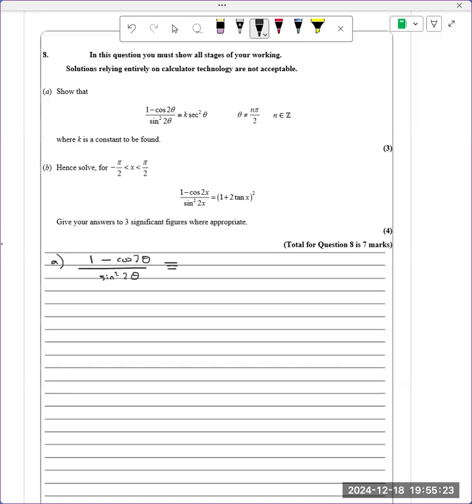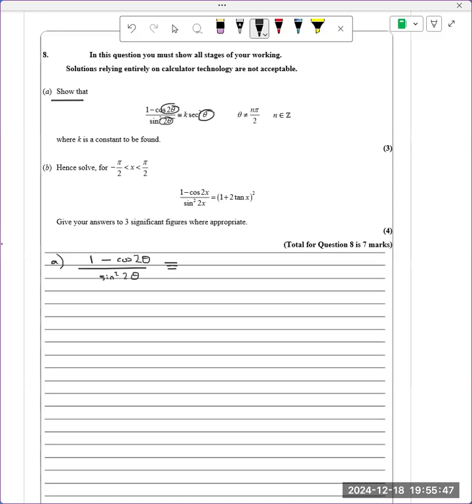So again, because it's a show that, we have to start with what we know, which is the left-hand side, and we have to prove that it is the right-hand side. Now, the key to this is picking the correct double angle formulae. We've got double angles here, and we've got single angle here. So we've got to convert our double angles into single angles.